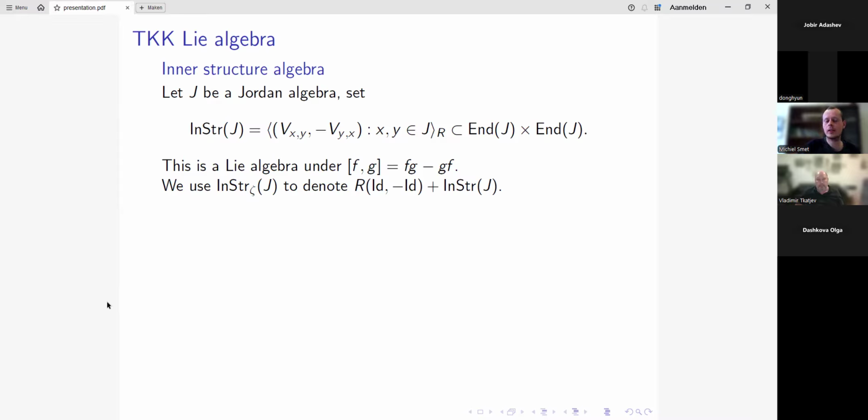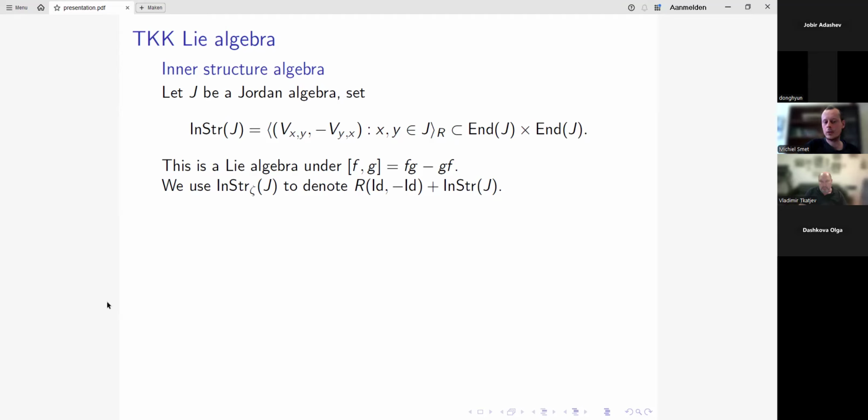And this is not an entirely standard construction of the inner structure algebra of the Jordan algebra, but it is equivalent to the more usual constructions. This is more in line with the construction of the inner derivation algebra for a Jordan pair, but this distinction does not really matter.